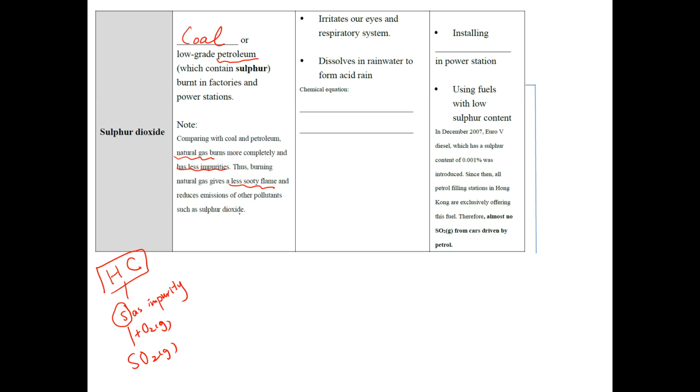So sulfur dioxide, when you dissolve it in water, do you remember, it will form an acid, which is called sulfurous acid, a weak acid, and this is acid rain. So whenever sulfur dioxide contacts water, it will become something acidic. So that's why it will irritate our respiratory system and eyes, because there's water, there's moisture. And how to remove the acidic sulfur dioxide? First way is by installing something we call a scrubber. What's the meaning of scrubber?